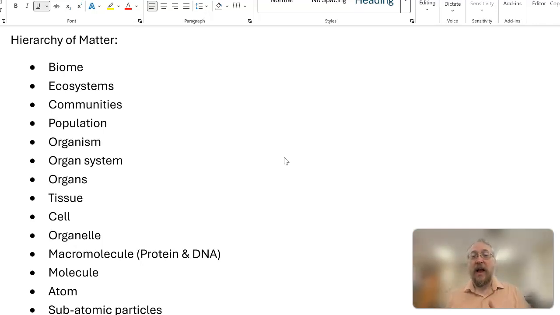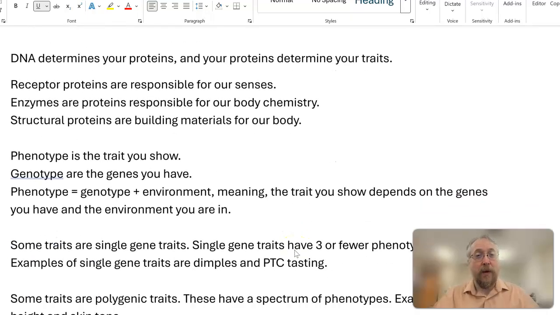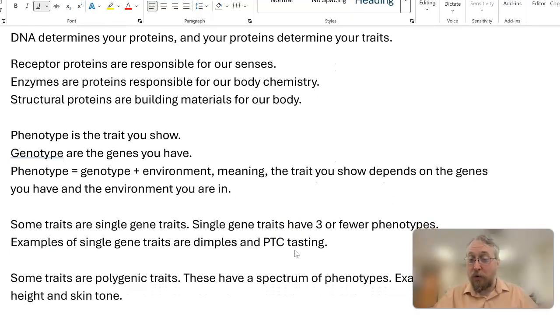And protein and DNA are both macromolecules. And that's why we're studying this hierarchy, so we know where protein and DNA are. Now, we care about protein and DNA because DNA determines your proteins and your proteins determine your traits. So very, very important for biology.